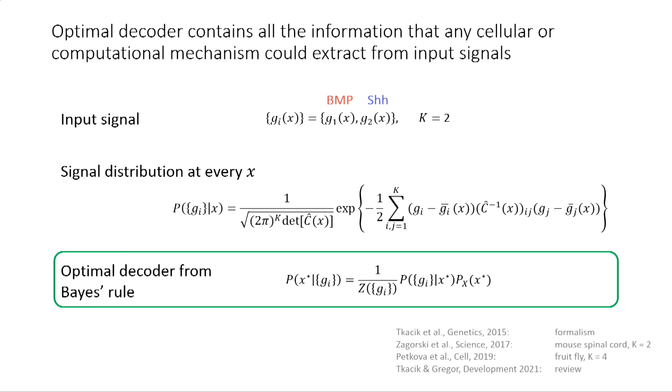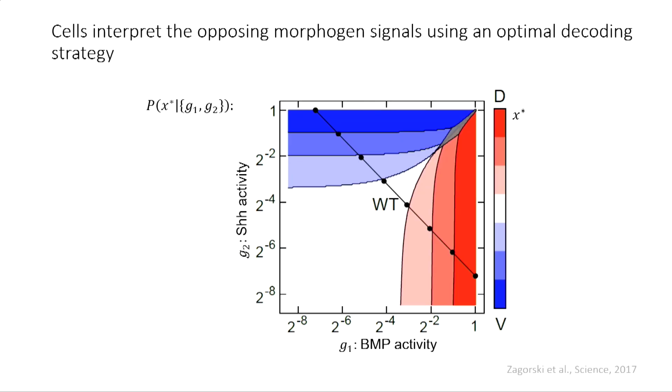Again, this we already discussed. Here, this is the pure distribution of implied cell fates or position, which without any signals is uniform. Cells don't have any idea where they are in the tissue. This is the measurement. So what is measured? This is the normalization factor. And using that, at least under the assumptions that we had, that this is interpreted as a specific time moment, the optimal decoder contains all the information that any cellular or computational mechanism could extract from input signals.